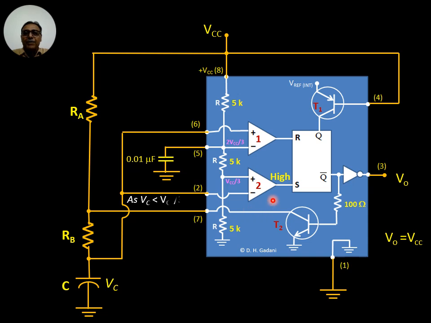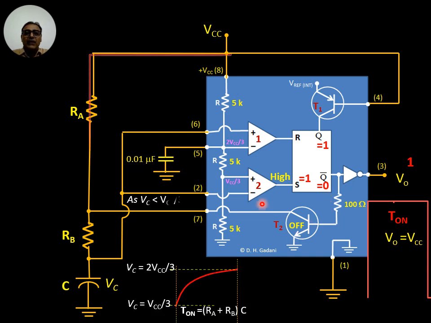becomes high, due to which S becomes 1, hence Q becomes 1, Q bar becomes 0, and due to this NOT gate, again the output at terminal 3 becomes high. Further, as Q bar is 0, the transistor T2 is switched off so that the capacitor again starts to charge through RA and RB till it reaches 2 VCC by 3.